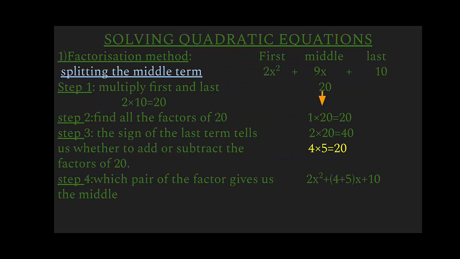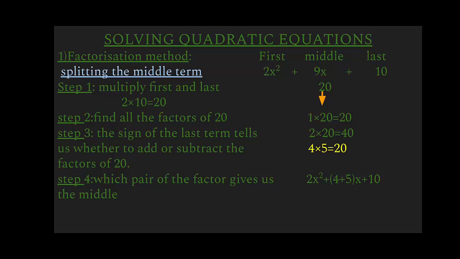Now we will discuss the different methods used to find the zeros of a quadratic equation. The first method is the factorization method, splitting the middle term. Let us understand this method in 4 steps. In step 1, consider a quadratic equation 2x squared plus 9x plus 10. Here a is 2, b is 9 and c is 10. The first step is to multiply the coefficient of x squared and the constant, which will give you 20.